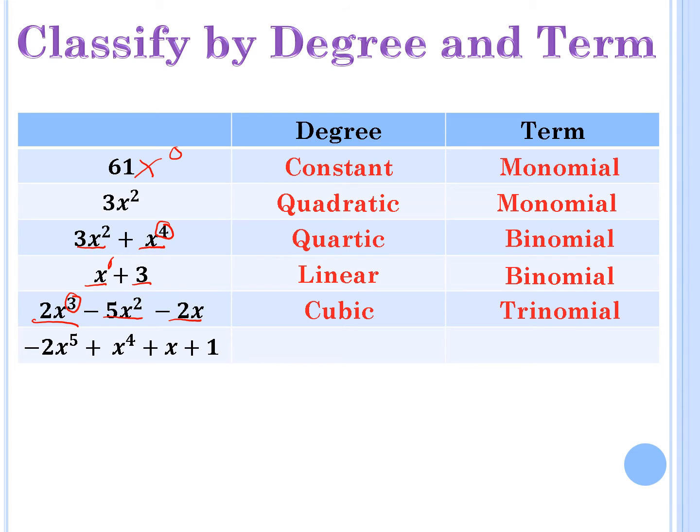And then lastly, on this last example, our biggest degree is 5, so that makes it quintic. And then there are 1, 2, 3, 4 terms, so that makes it a polynomial. So that's how we classify by degree and terms.